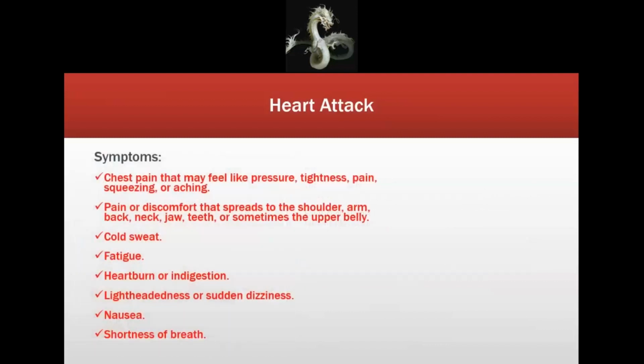These are basically the symptoms of the heart attack, as we all can see here. One of the symptoms is a chest pain that may feel like pressure, tightness, pain, squeezing, or aching. The pain or discomfort will spread to the shoulder, arm, back, neck, jaw, teeth, or sometimes the upper belly. Other symptoms also show that people who have heart attack will have cold sweat, fatigue, heartburn or indigestion, lightheadedness or sudden dizziness, nausea, and shortness of breath. So this is basically the symptom for heart attack. If any of you have this symptom, better you go to the hospital, ask the doctor to check for you.